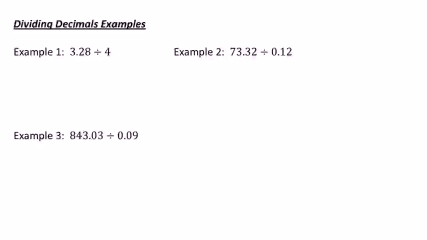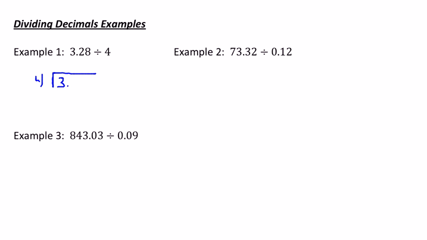Okay, so in this video we're going to look at dividing decimals. We'll be dividing into decimals and by decimals both. So the first one is 3.28 divided by 4. Now the general rule, there's two rules you remember when you divide decimals.